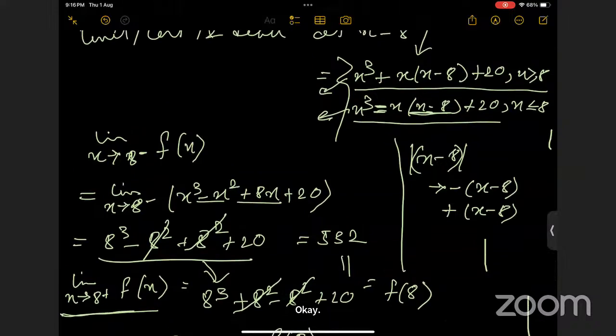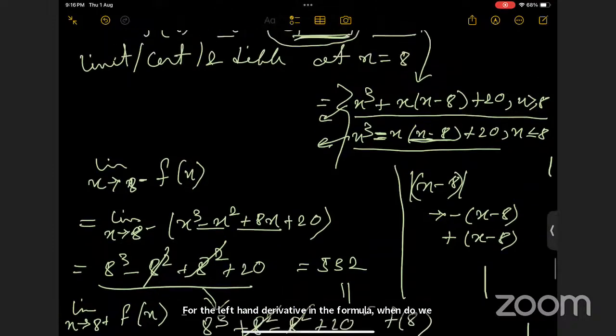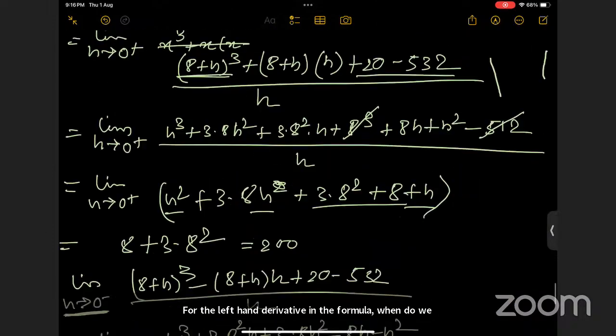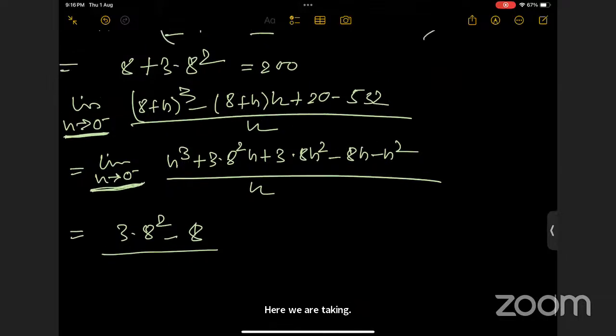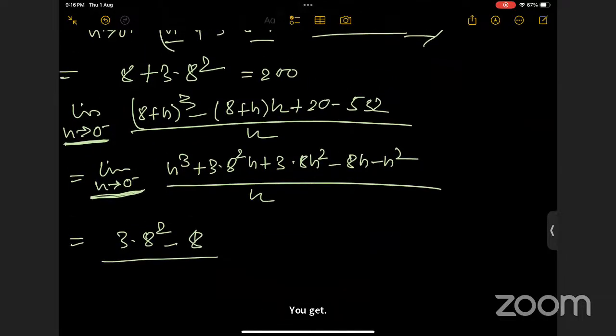Ma'am, for the left-hand derivative in the formula, when do we take the minus h? Because here we're taking h tending to 0 from the negative side. So the formula would be f of a minus h minus f of a, divided by minus h, right?